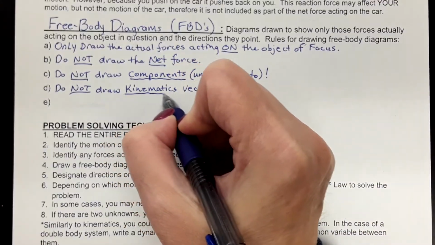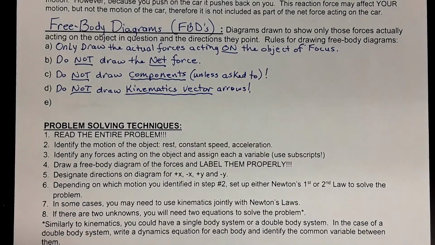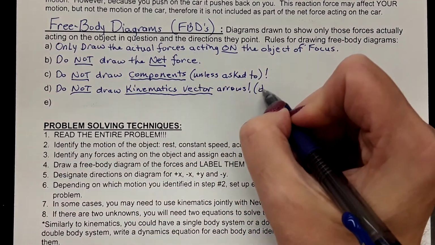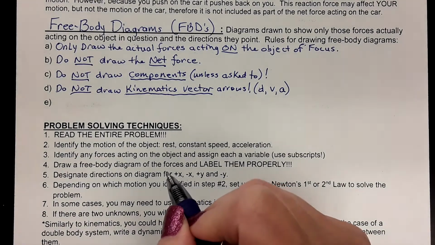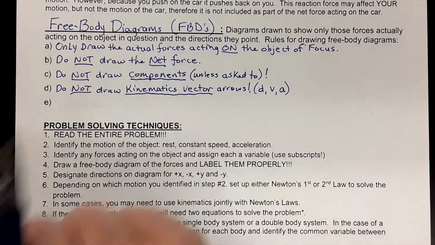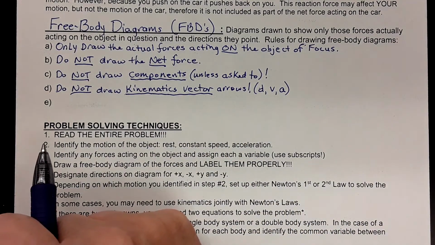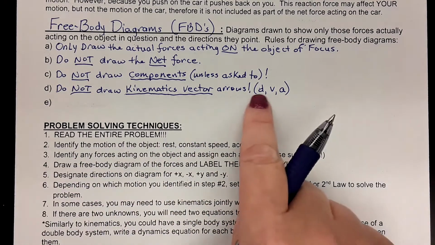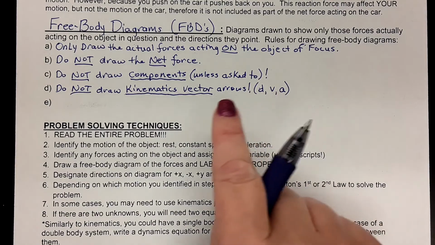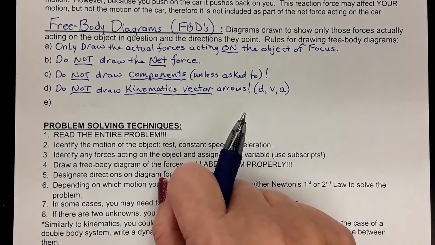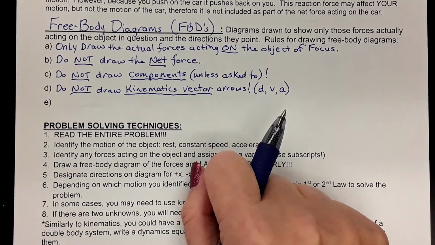Okay, we do not draw kinematics vectors like D and V and A, again, unless asked to do so, because a free body diagram is for the forces. It's for the dynamics, and these aren't dynamics, they're kinematics, okay? So unless you're specifically asked to draw a particular kinematics arrow on a diagram, you don't do it.